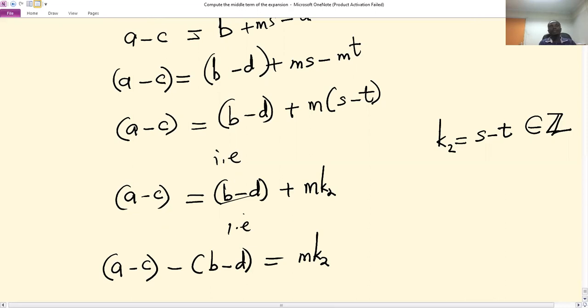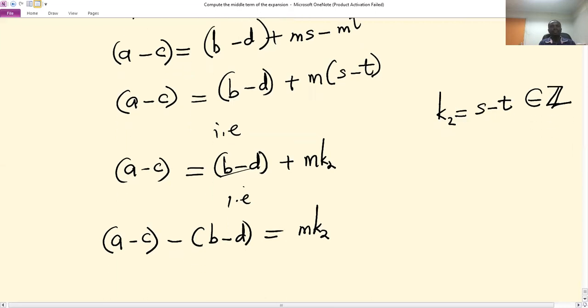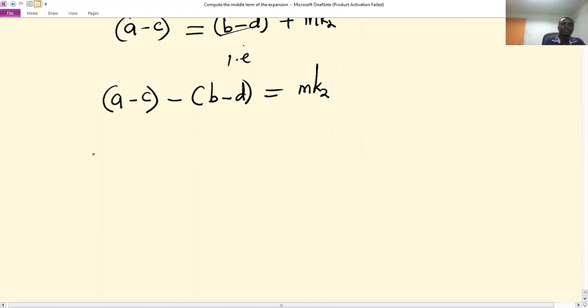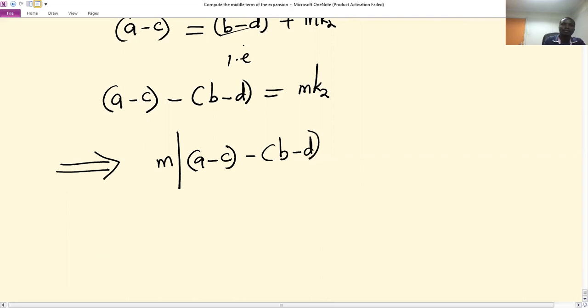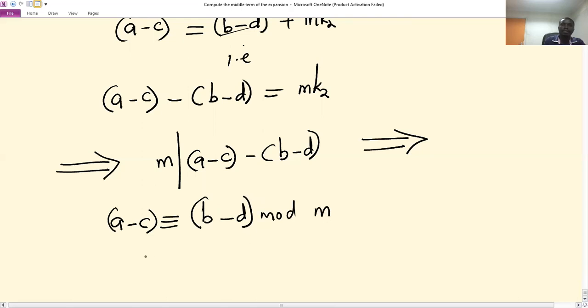When you say A minus C minus (B minus D) equals M K2, it's just another way of saying that M divides this difference, which means M divides A minus C minus (B minus D). If this is true, then it has the same meaning as A minus C is congruent to B minus D modulo M. So hence, proved.